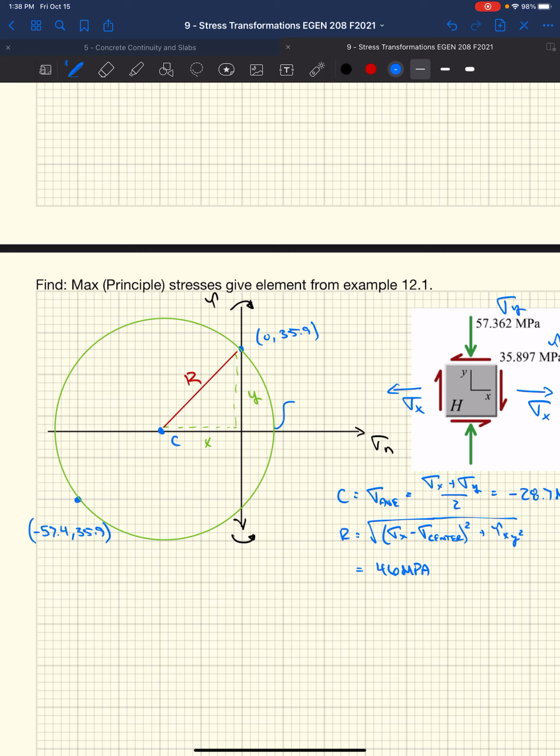Again, we know that these points are sigma 1 and sigma 2. Sigma 1 is going to be my center plus the radius, and sigma 2 is going to be the center minus the radius. So we have our sigma max, or sigma 1. Well, that's the center plus the radius. In that case, we get 17.3 megapascals. Sigma min, or what we'd call our second principal stress, is the center minus the radius. In that case, we get negative 74.7 megapascals.